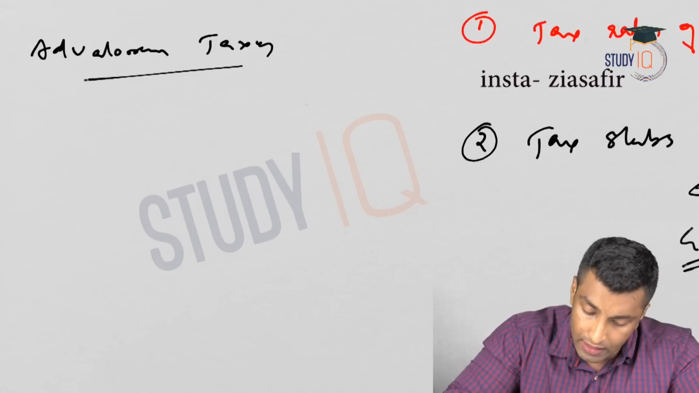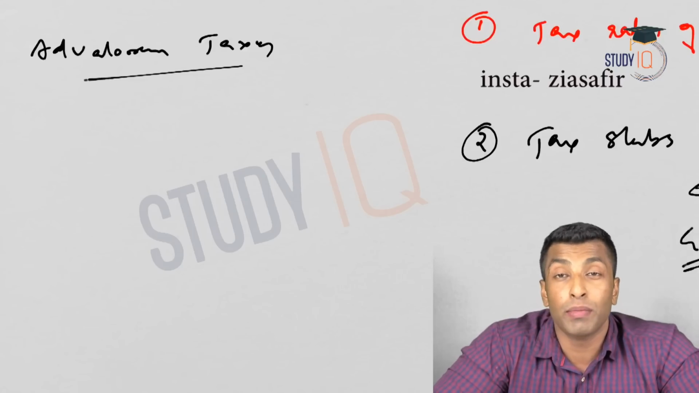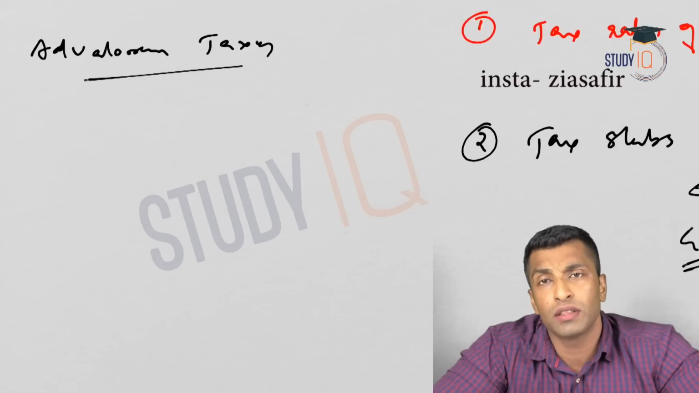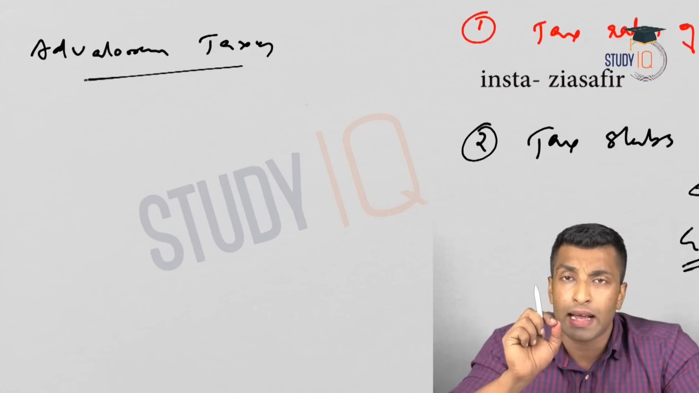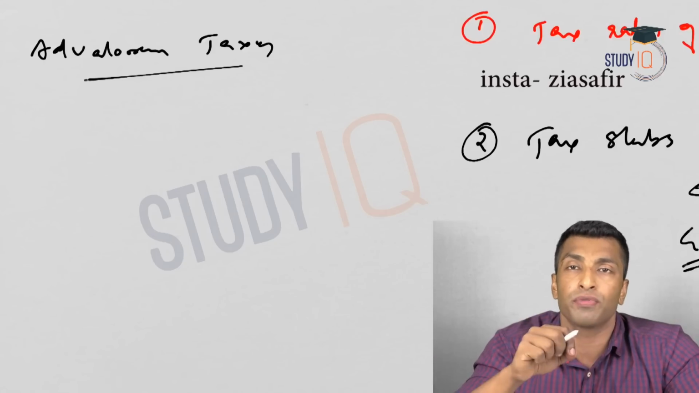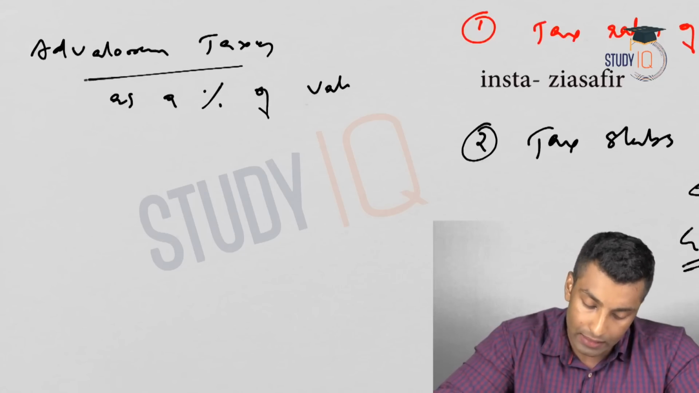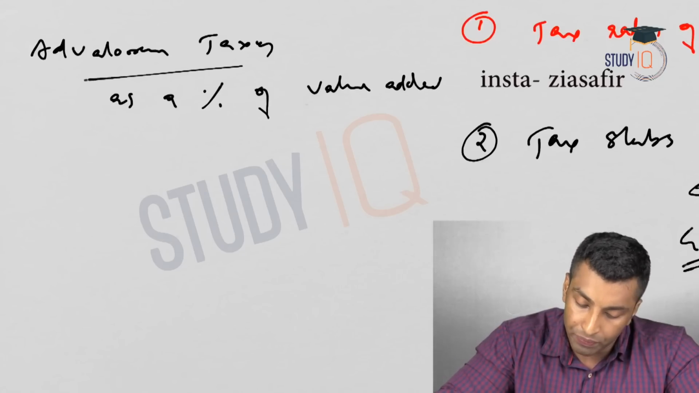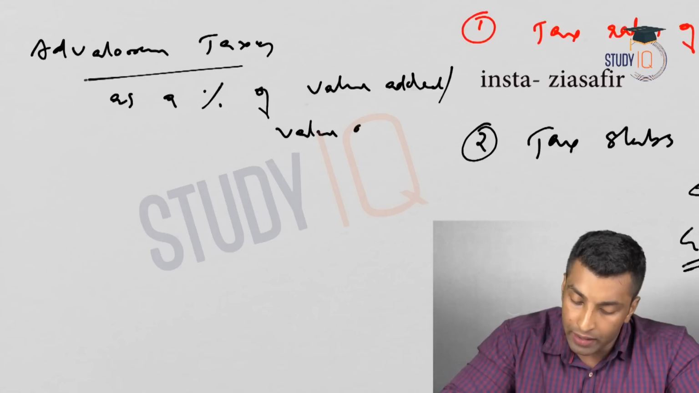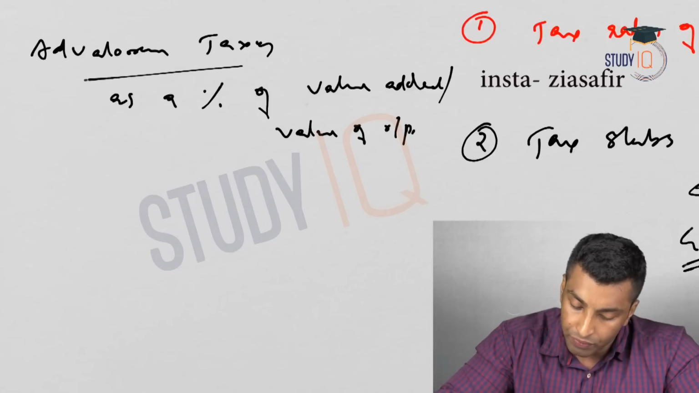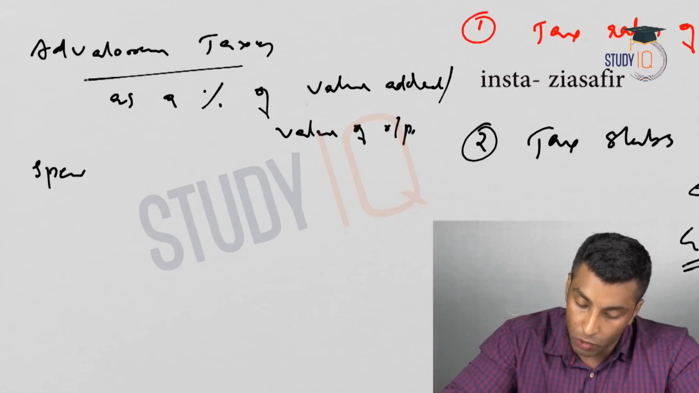Ad valorem taxes. Now I told you this is a method of imposition of tax. And what is the method here? You will be imposing tax as a certain percentage of the value added or value of output.